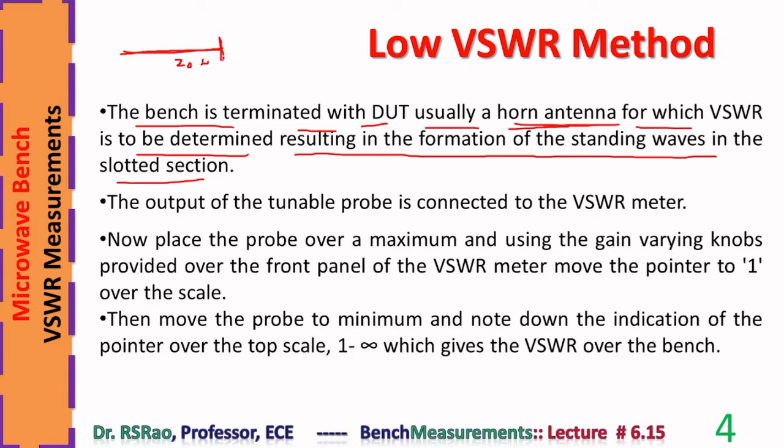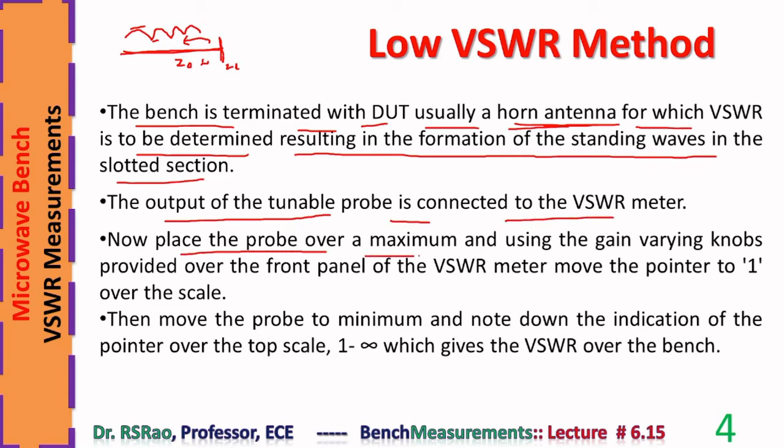The input impedance of the horn antenna is usually different from Z0. Let us suppose it is ZL. ZL is not equal to Z0. Therefore, reflection happens, resulting in a standing wave pattern. The ratio of Vmax to Vmin in the standing wave pattern is VSWR, which we want to find out right now. The output of the tunable probe is connected to the VSWR meter.